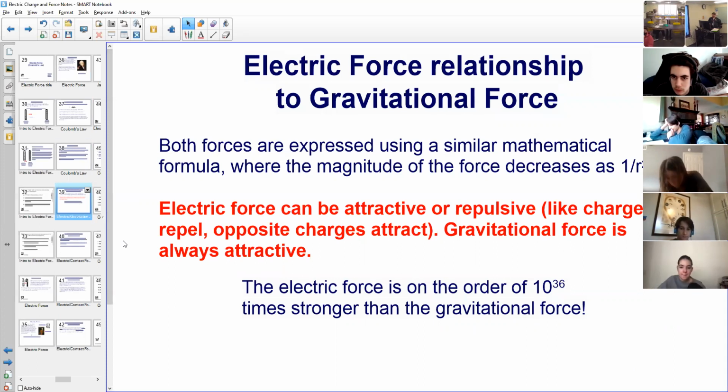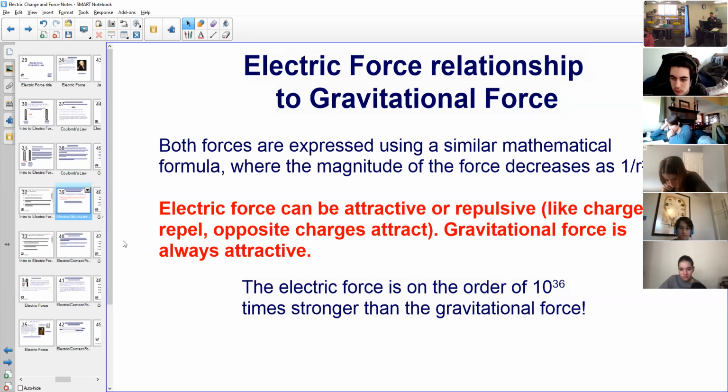Both forces are expressed using a similar mathematical formula where the magnitude of the force decreases as 1 over r squared. Electric force can be attractive or repulsive: like charges repel, opposite charges attract. Gravitational force is always attractive. Electric force is on the order of 10 to the 36th power times stronger than the gravitational force.